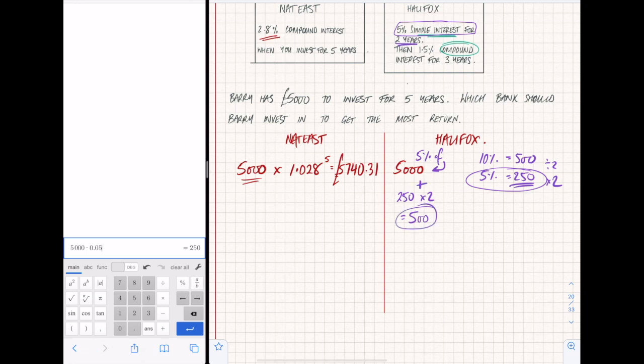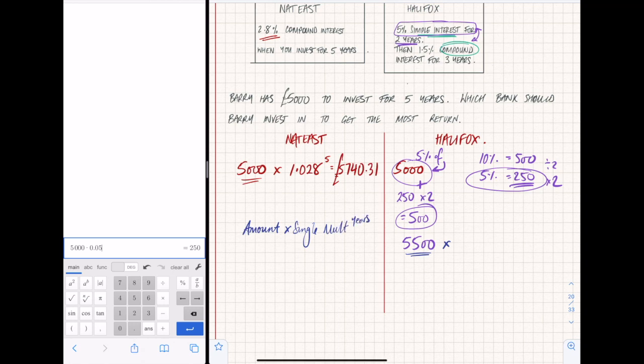So his £5,000 is now £5,500 because for 2 years he's had that interest added on. It then says 1.5% compound interest for the next 3 years. So from here, what I then need to do is take that £5,500, because that's my new amount. Remember, it's the amount times a single multiplier to the number of years.